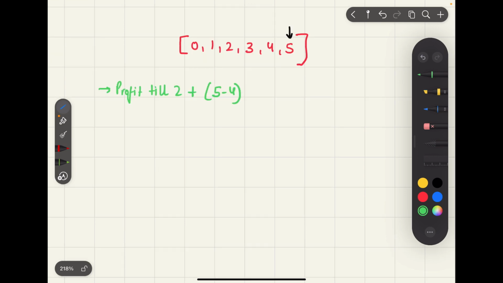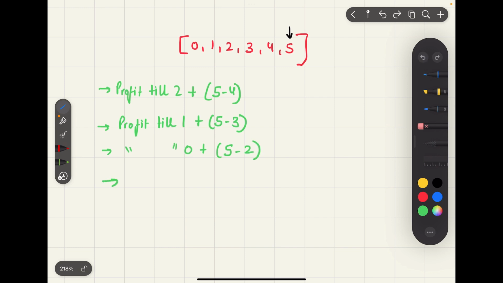Similarly, another possibility is that you bought your stock at 3. So when you buy your stock at 3, the total profit is going to be profit till 1 plus the profit in this transaction. So again, profit till 1 because we have a 1 day cooling period. Again, similarly, the logic can be extended when you buy your stock at 2. So when you buy your stock at 2, profit till 0 plus the profit earned in this particular transaction.